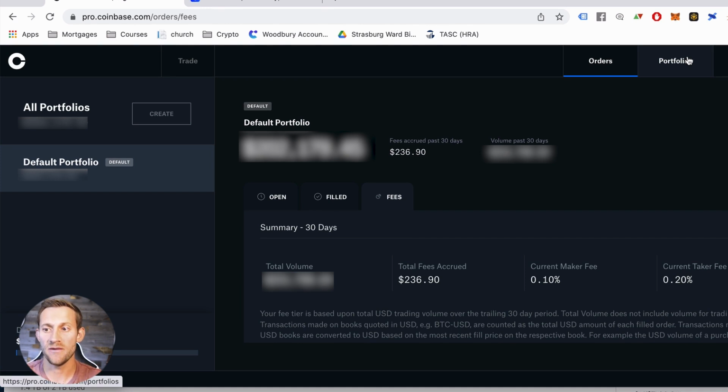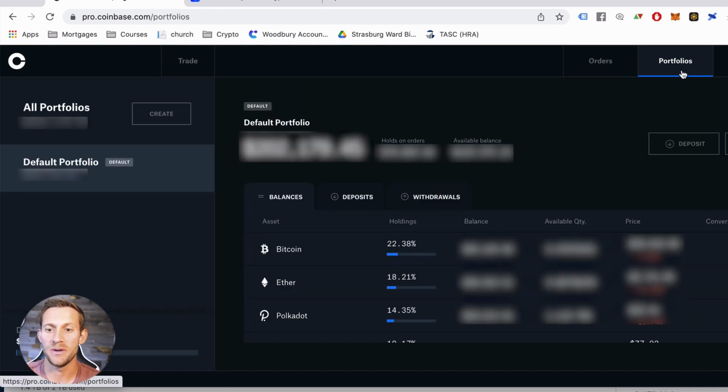This is looking at the history of our ordering, and the last thing you'd want to look at is on the top here, you'd click on portfolio, and this will tell you what you own, okay? So I can see my whole portfolio right here. I can see specific balances, okay, right here. I can see if I've done any deposits or withdrawals right here and right here.